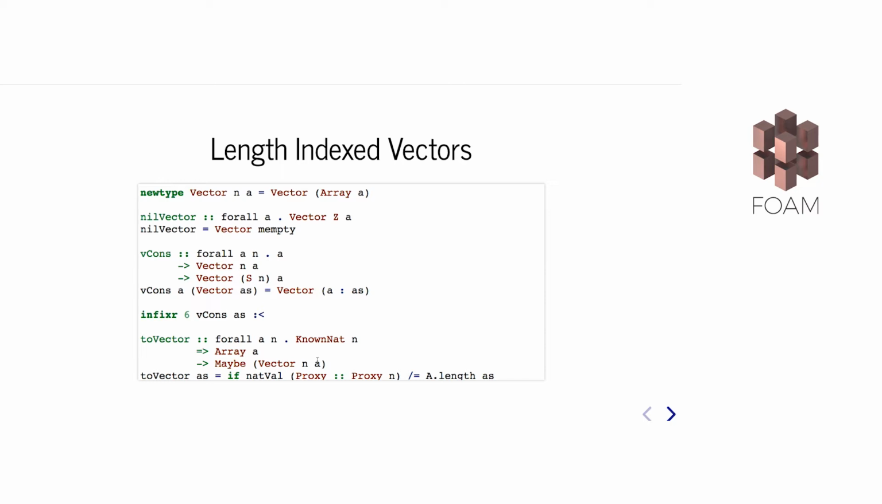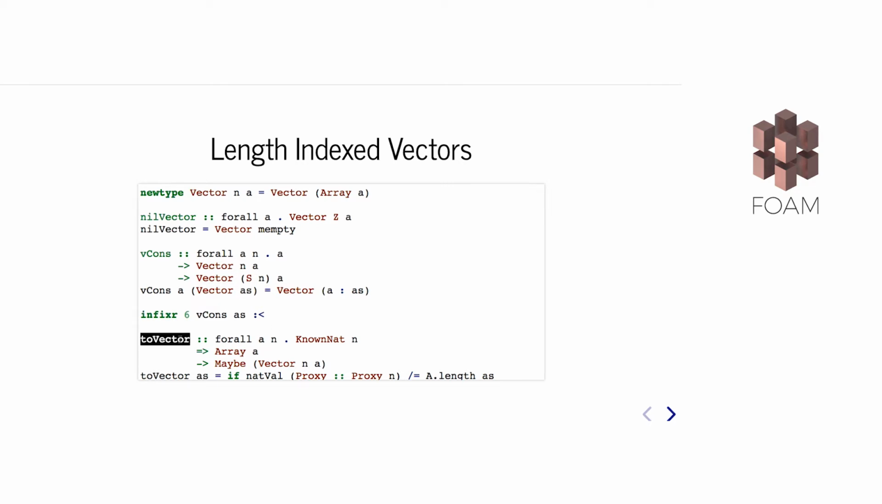Length indexed vectors, this is popular in every intro blog post on dependently typed programming in Haskell. Vector n a is just a wrapper around an array, but we can give it an interface similar to building up length indexed vectors. Here we can use this n type, which is for all of our size stuff. You've got the nil vector, which is a vector of size 0. And this vcons operator basically takes a vector of length n and turns it into a vector of one more length. It's like lists, but you keep track of the size of the thing as you're building it up.